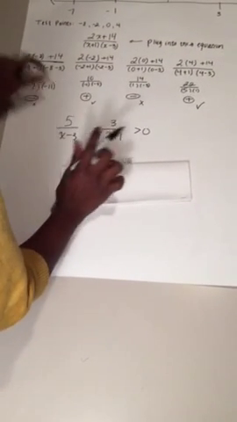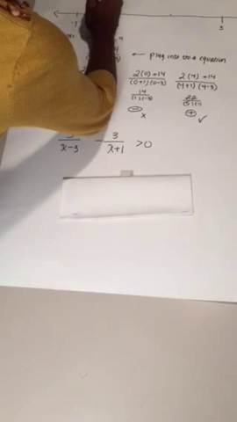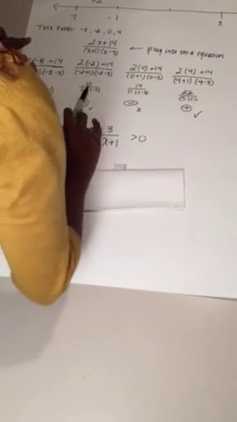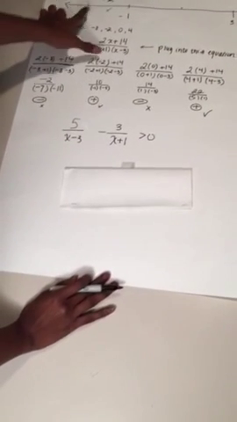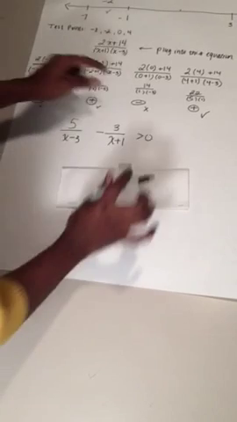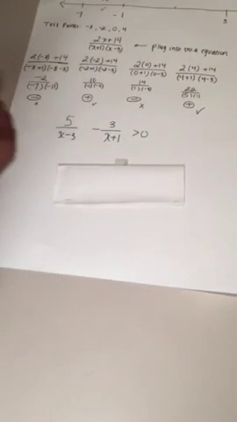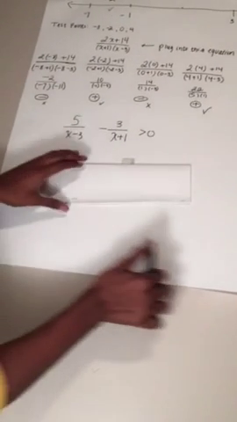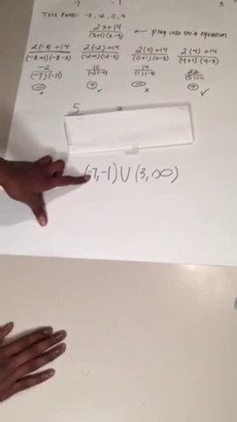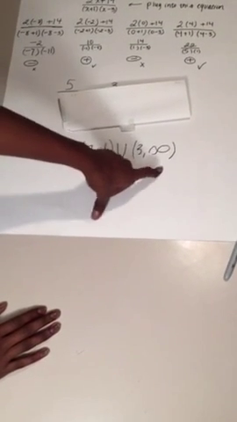So here, -2 would be in between these. And then our 4 would be here. So that means these ones check out. So that means ours is going to be in between -7 and -1, and between 3 and infinity. So our final answer will be -7 to -1, and 3 to infinity.